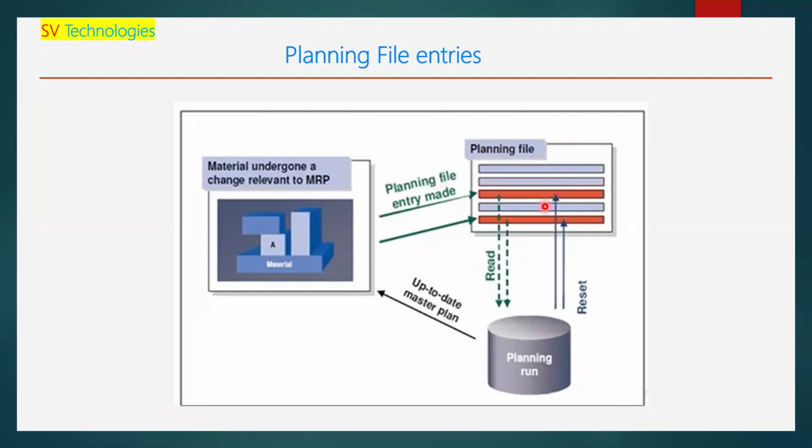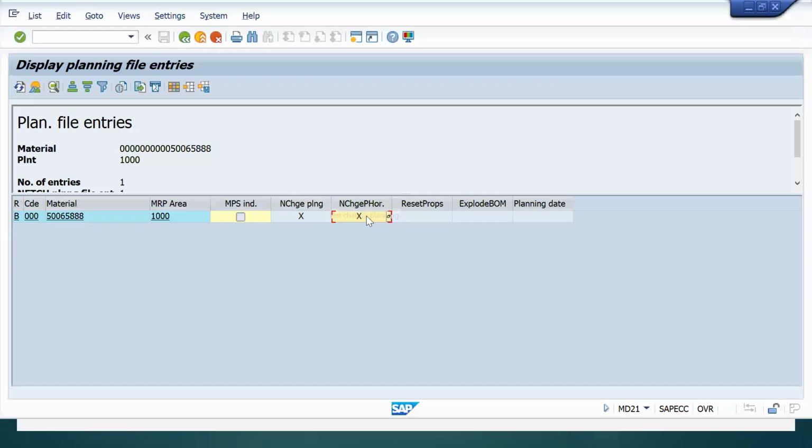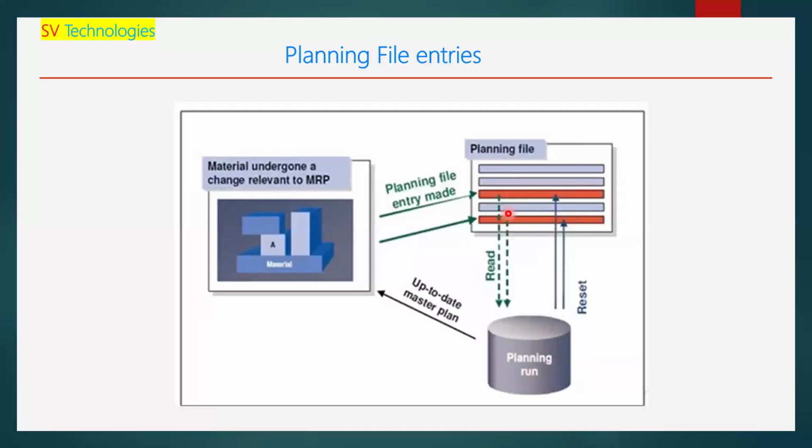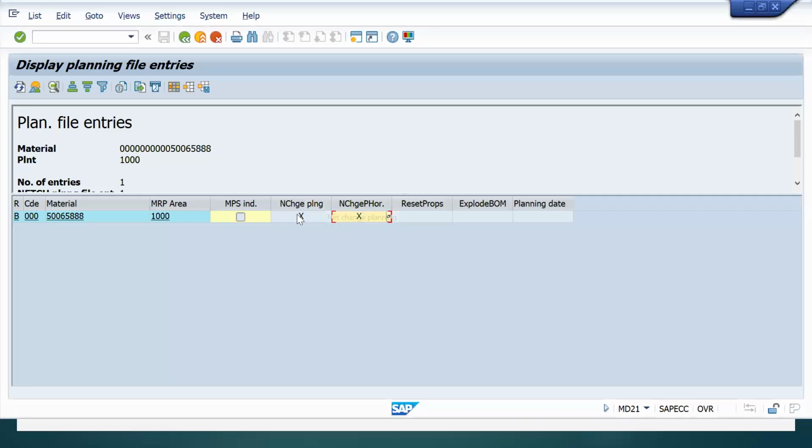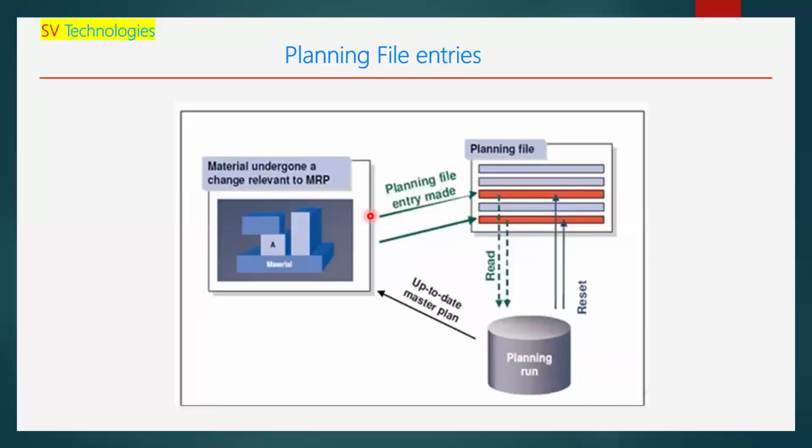Once the changes are updated in this planning file entry, again there is an MRP run. Once this MRP run happens, first it will read from this planning file whether this checkbox is activated or not. If these checkboxes are activated, during the MRP run it will read from the planning file entry whether that material is MRP relevant, then it will run MRP. It will generate the planned orders or purchase requisitions.